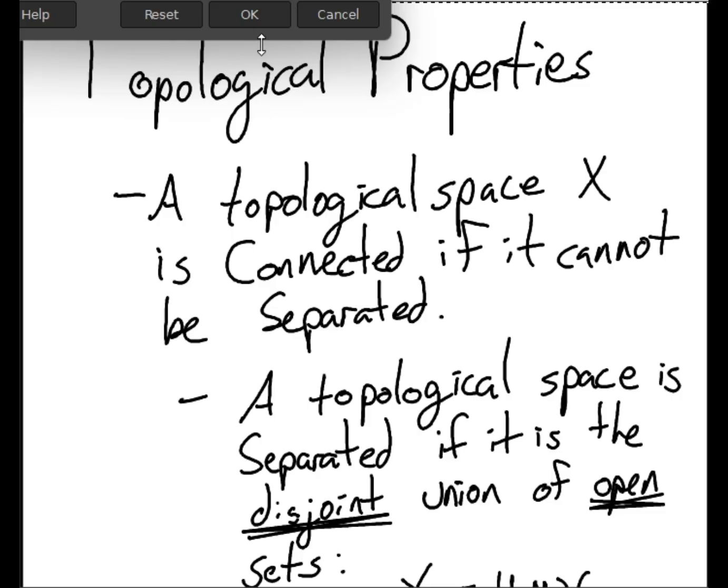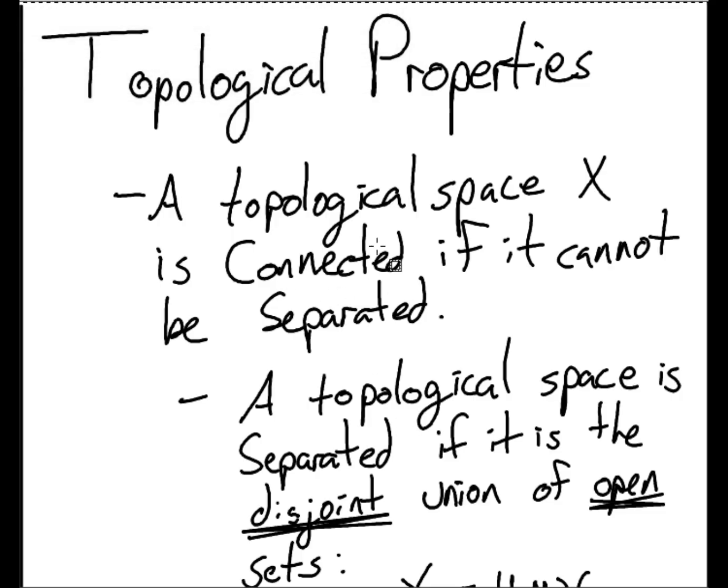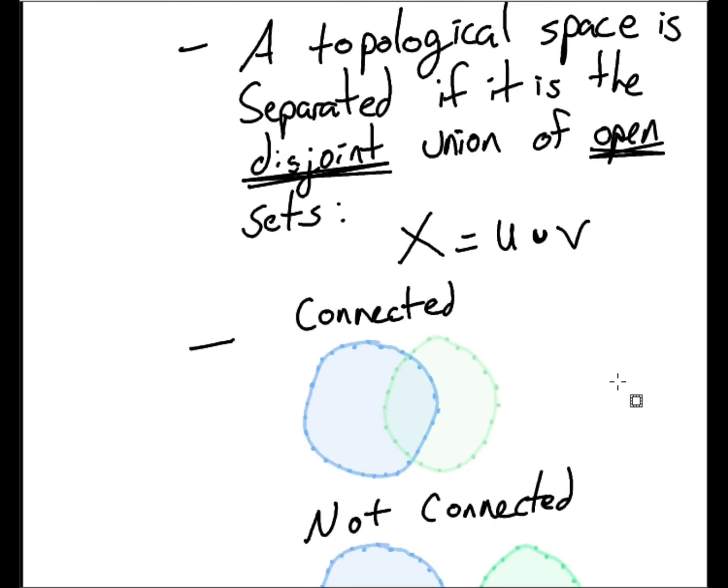The idea of a space being connected comes down to whether it can be separated. This is much easier to show visually. A topological space is separated if it is the disjoint union of open sets, and a connected topological space cannot be separated. So let's look at this one. This is a connected space. If this is the entire space X, just this wobbly figure eight thing, and these are the two open sets, X cannot be written as the disjoint union of two open sets because there is some stuff in between.